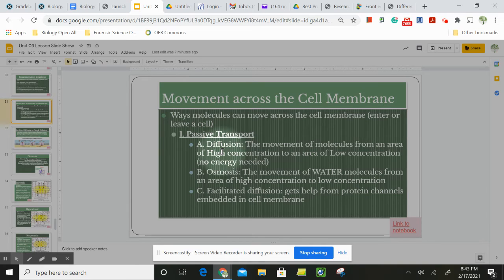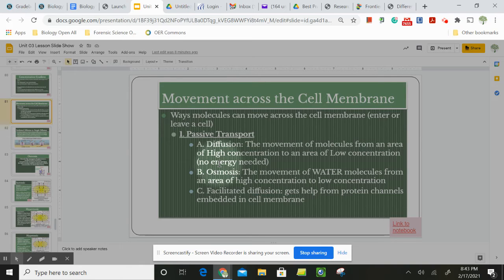The types of passive transport that cells rely on are diffusion, osmosis, and facilitated diffusion. Don't get scared about the word facilitated diffusion or make it into something bigger than it is, because it's still passive transport. Diffusion is something we've all come in contact with. It's the movement of molecules from an area of high concentration to low concentration until evenly distributed.